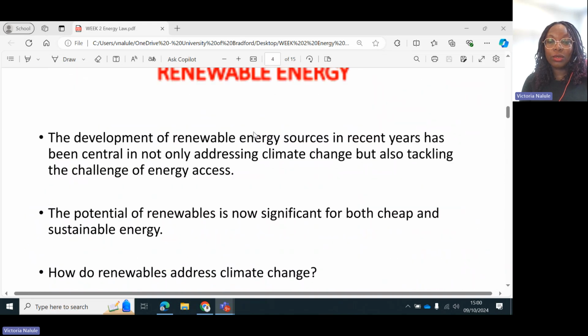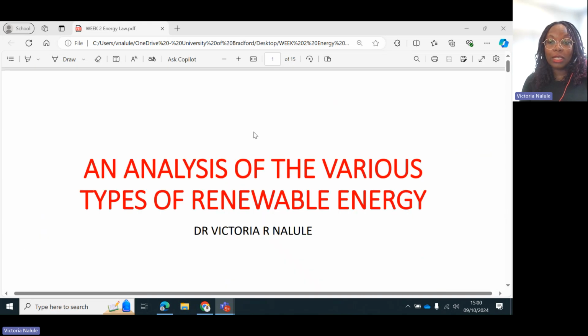But the key thing to note here is, whereas renewable energy is seen as an alternative to fossil fuels, it also presents advantages, but we cannot ignore the disadvantages associated with renewable energy. It's good because it would help us to address climate change and effectively transition to a low carbon economy. But there are some disadvantages we cannot ignore.